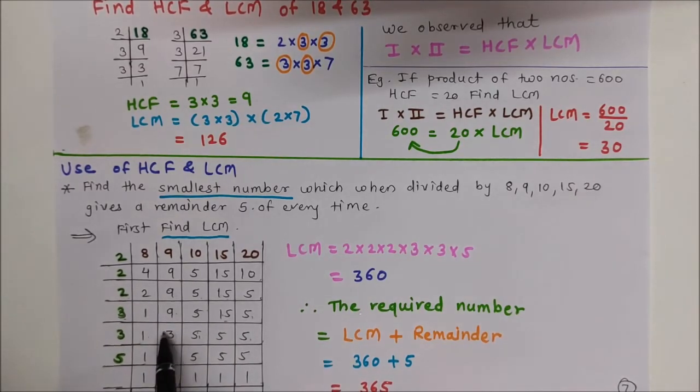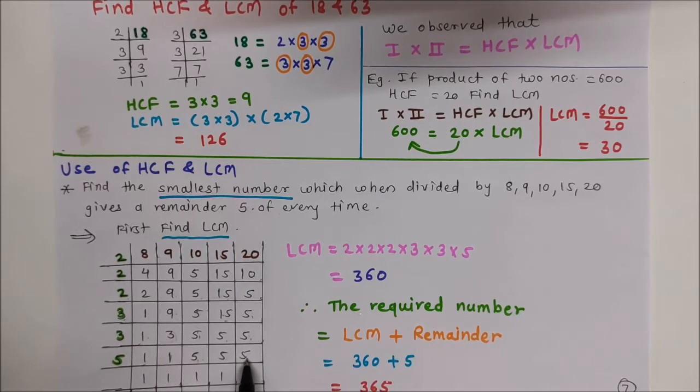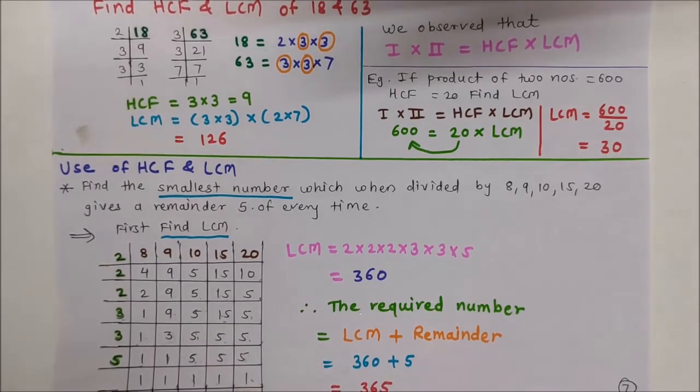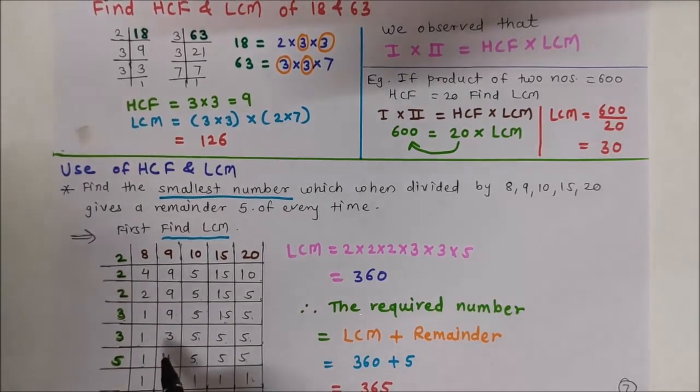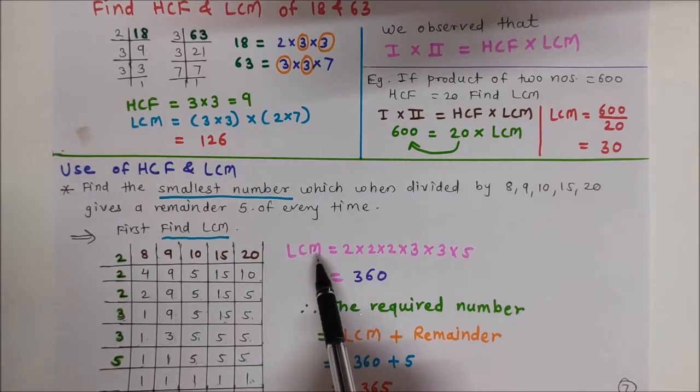Again 3 is divisible by 3. So 3 ones are 3. Then 5 and 5 as it is. Write down below: here is 5, here is 5, here is 5. Each 5 is divisible by 5. So 5 ones are 5, 5 ones are 5, 5 ones are 5. Do the process and stop when you get 1.